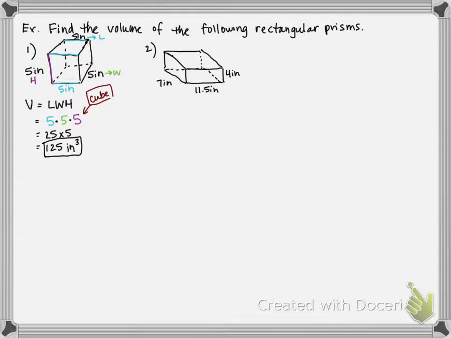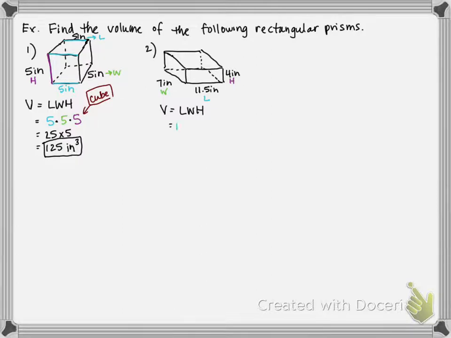So I'm going to go with the, in the front here would be the length. On the left, that would be the width. And then the 4 is what's going to be the height of the prism, separating the top from the bottom. So we take our formula, and this is definitely not a cube, and then we start plugging numbers in.